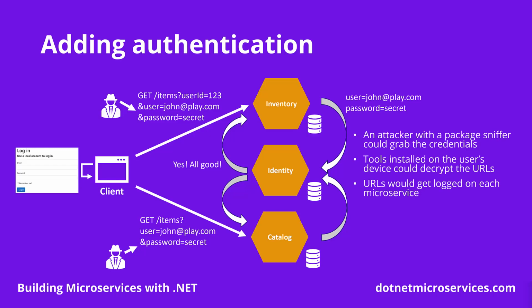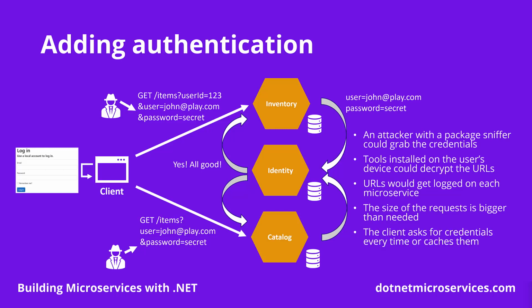The URLs would likely get logged on each microservice, and the logs might not be secured properly. The size of each request will be bigger than it needs to be, and there are limits to request URLs. The client would need to ask for credentials every time, or perhaps would keep them in its local cache, which is just as bad. And let's not forget that we might overwhelm our identity microservice with potentially hundreds of checks on every request from each of our microservices, which will of course also slow down the overall system unnecessarily. There's probably a better way to authenticate our users.